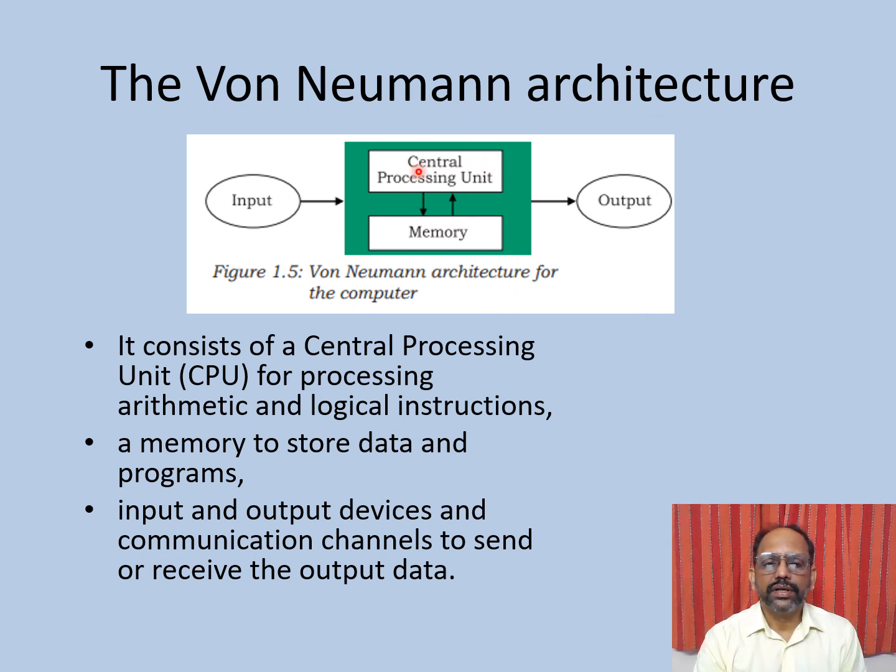Here you can see the CPU consisting of the central processing unit and the memory. There is an input, there is an output. Inside this central processing unit, the ALU was present. So the remarkable development that happened here is that the memory was introduced in the CPU itself. That concept was introduced by the von Neumann architecture.